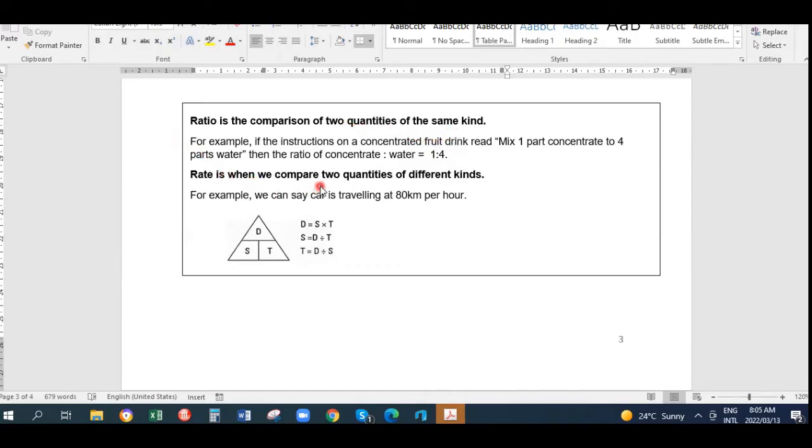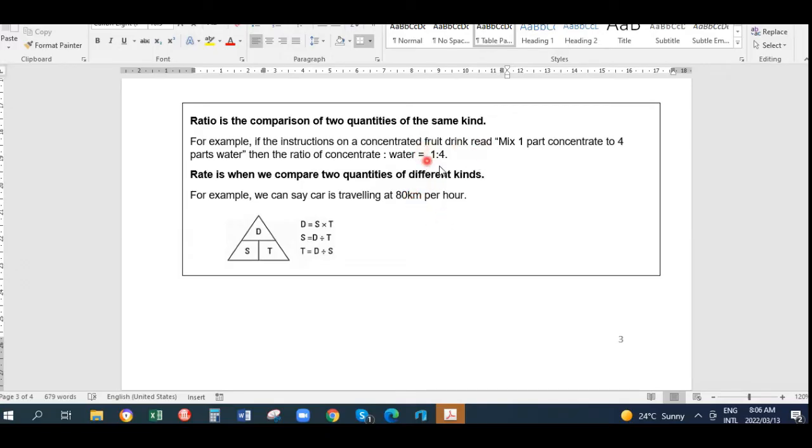Now, rate is when we compare two quantities of different kinds. So for example, we say a car is traveling at 80 kilometers per hour. Here is distance and here is time. It's two different quantities or two different aspects. So we're looking at speed, in this case, distance, kilometers an hour.